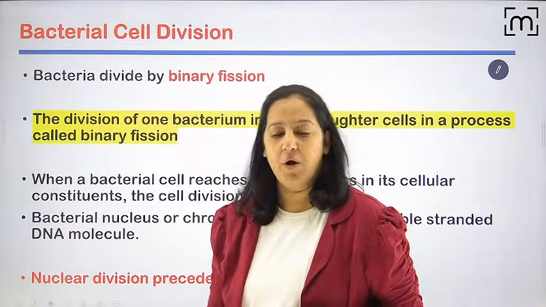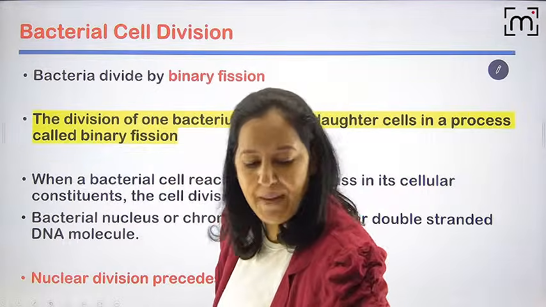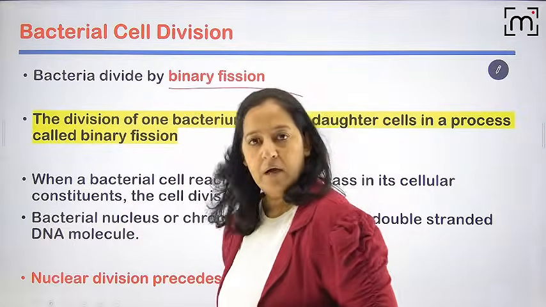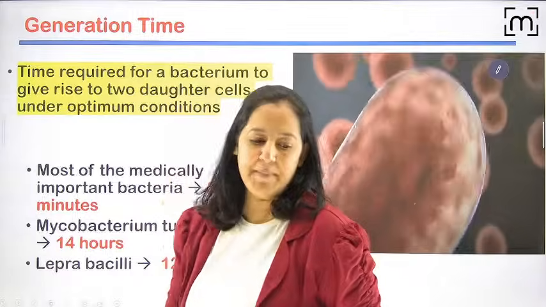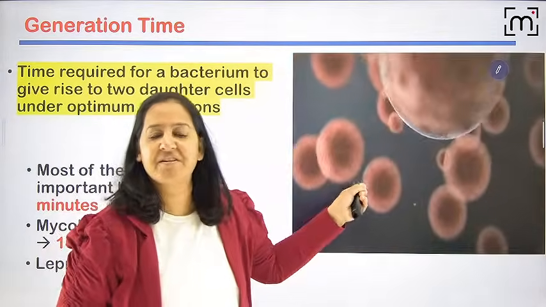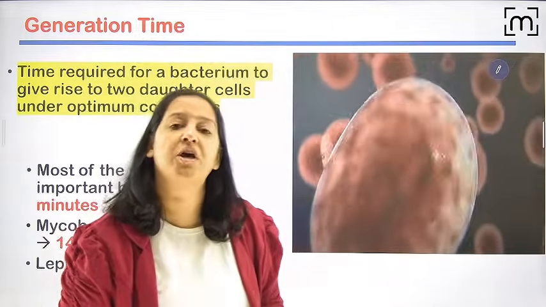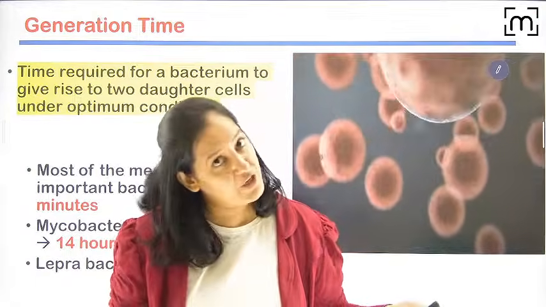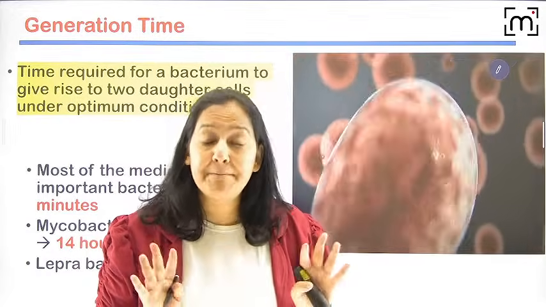Okay. Now coming to the next topic. The next topic is bacterial growth. Bacteria divide by binary fission. How do bacteria divide? Bacteria divide by binary fission. Can you see this video? You can see one bacterium is coming. It is dividing into two daughter bacteria. This is known as binary fission. First cytoplasm divides, then nucleus divides.